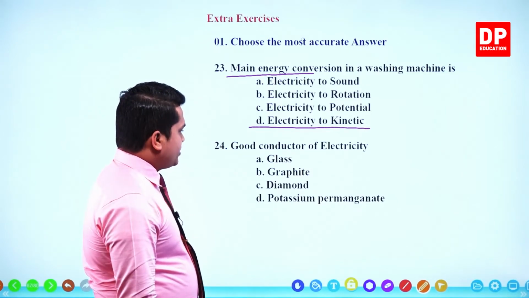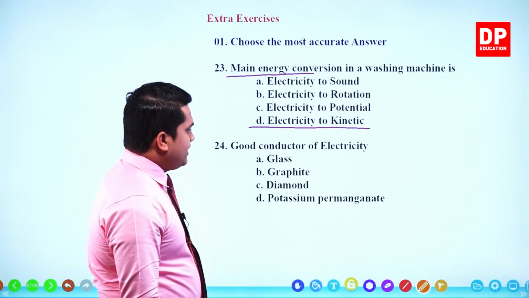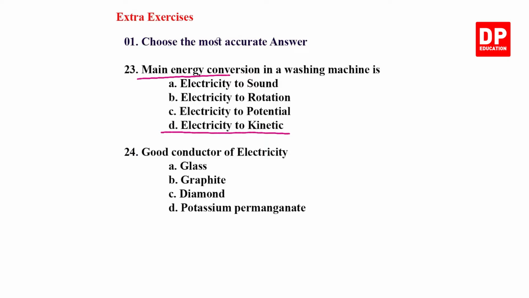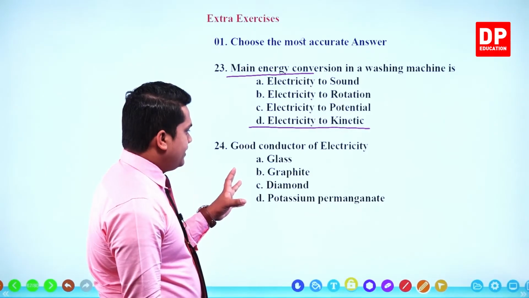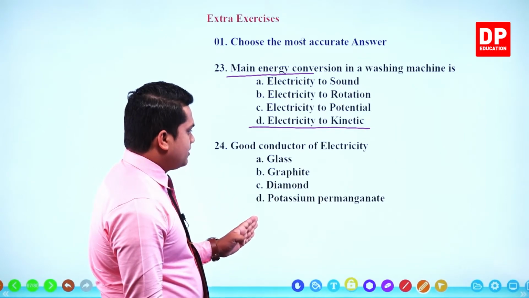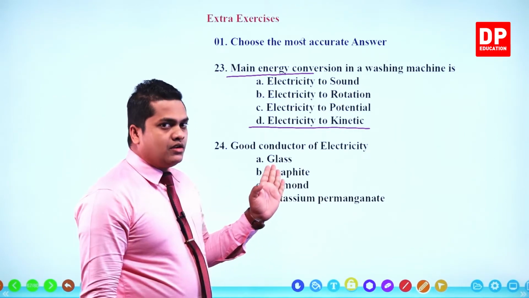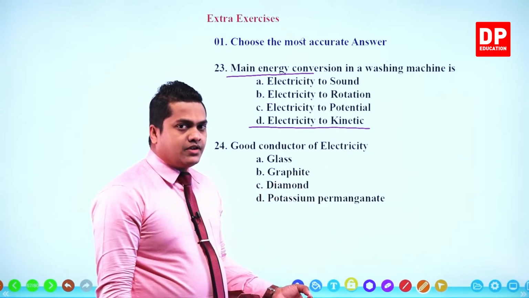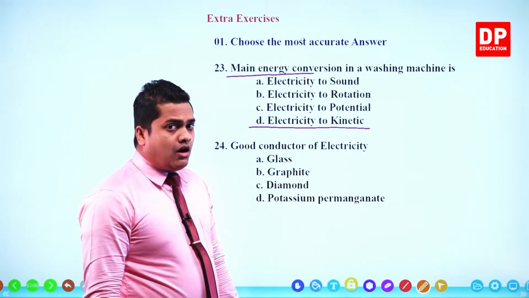Okay, then the next one, question number 24. Good conductor of electricity: glass, graphite, diamond, potassium permanganate. So I told you that, my dear children, all of these things are non-metals. Glass is also a non-metal, graphite is also a non-metal, diamond is also a non-metal, potassium permanganate is also a non-metal.